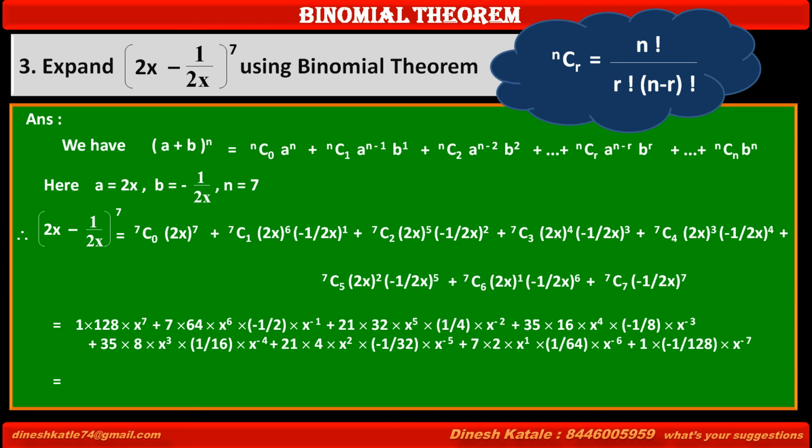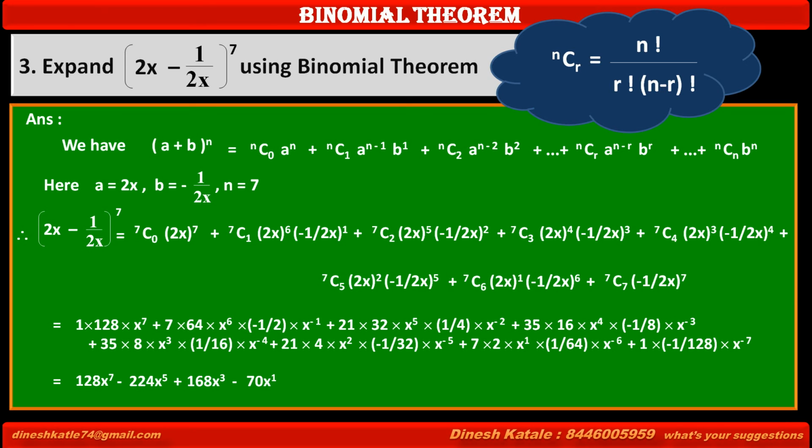Solving above, we get the first term is 1 into 128 that is 128 x^7. Second term is 7 into 64 into minus 1 upon 2 that is minus 224 x^(6-1) that is x^5. Third term is 21 into 32 into 1 upon 4 that is 168 x^(5-2) that is x^3.